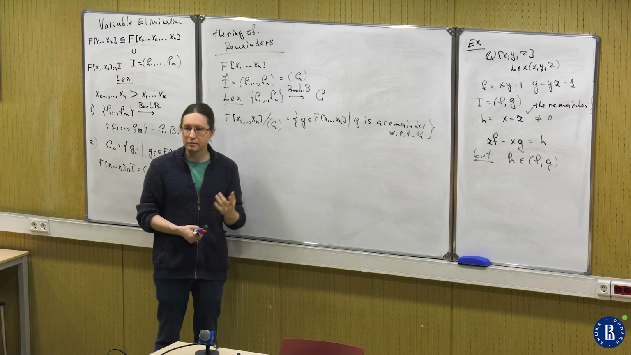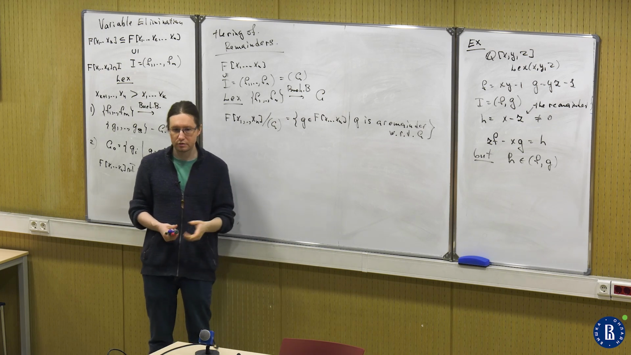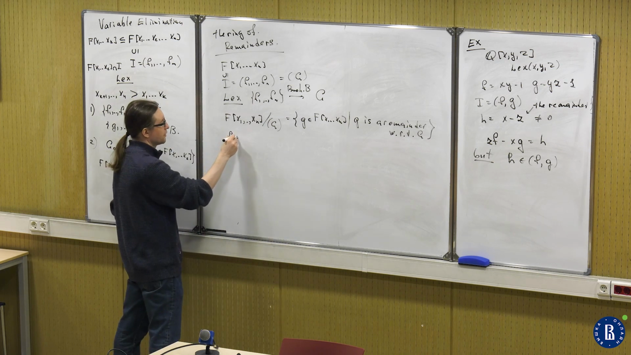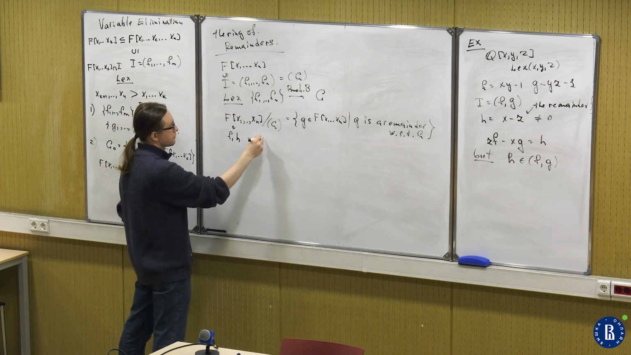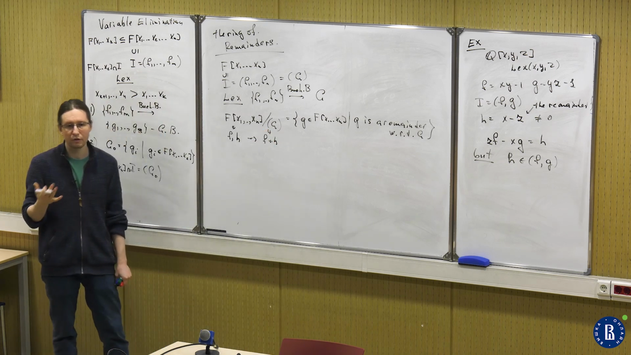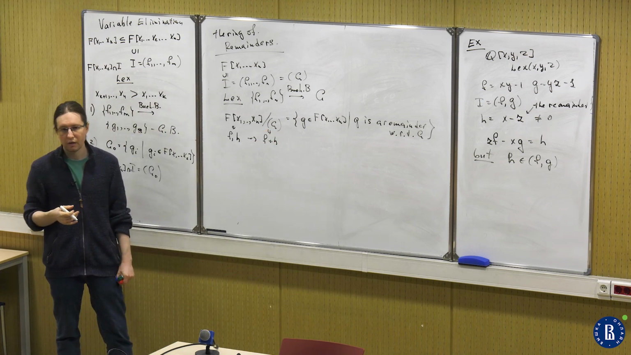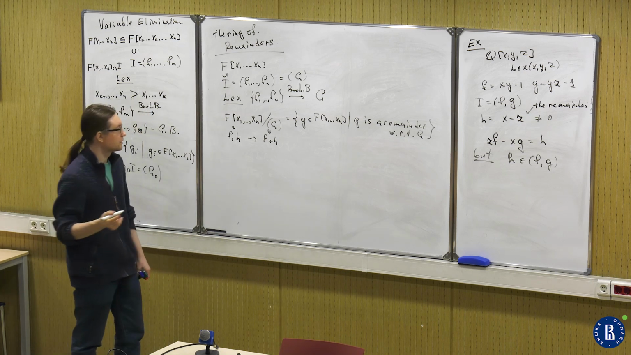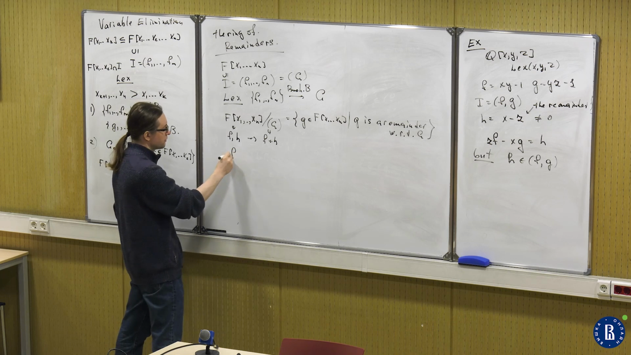Now, it's clear that this set is closed under addition. So if you take two polynomials from here, let's say f and h, then their sum, f plus h, is also here. It's also a remainder. So it's closed under addition. But it's not necessarily closed under multiplication. But you can define multiplication in the following way.